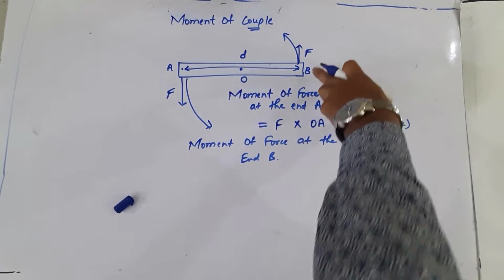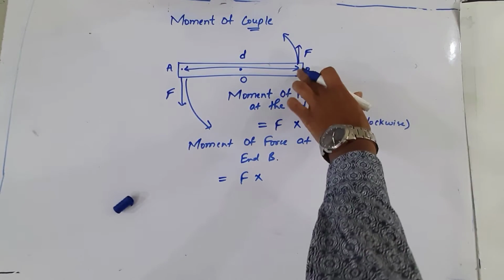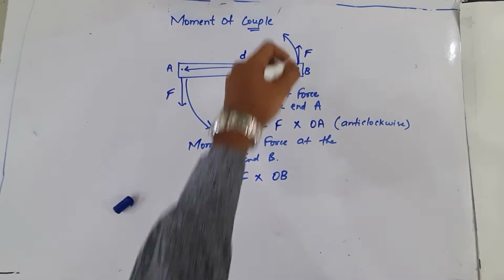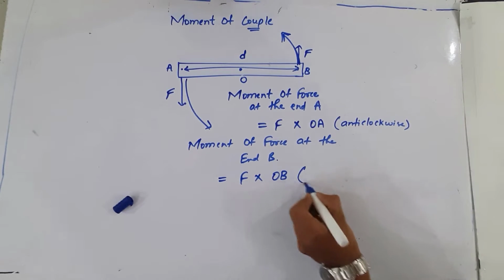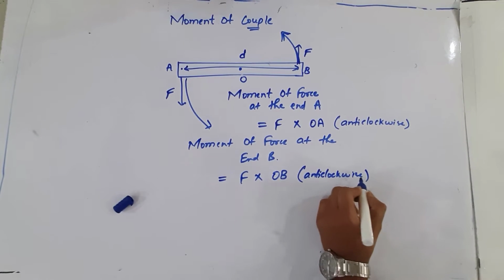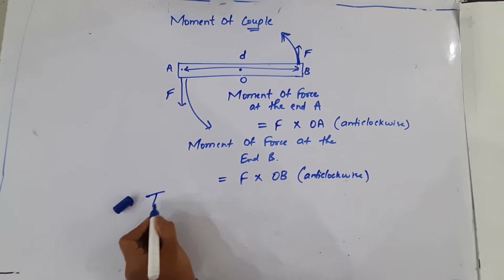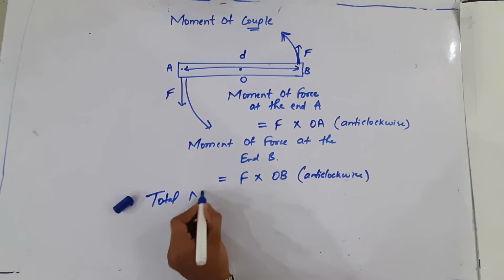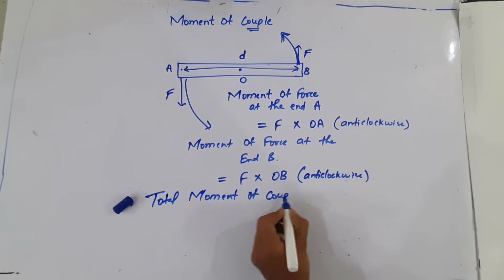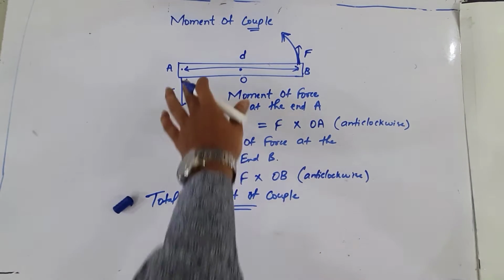So if we talk about the force at end B, similarly we will find force multiplied by the distance of point B from the pivoted point, that is OB. So since this force is also acting in this anti-clockwise direction, we will write anti-clockwise. So if we talk about the total moment, that is total moment of couple, or you can say in other words the total moment of both the forces.